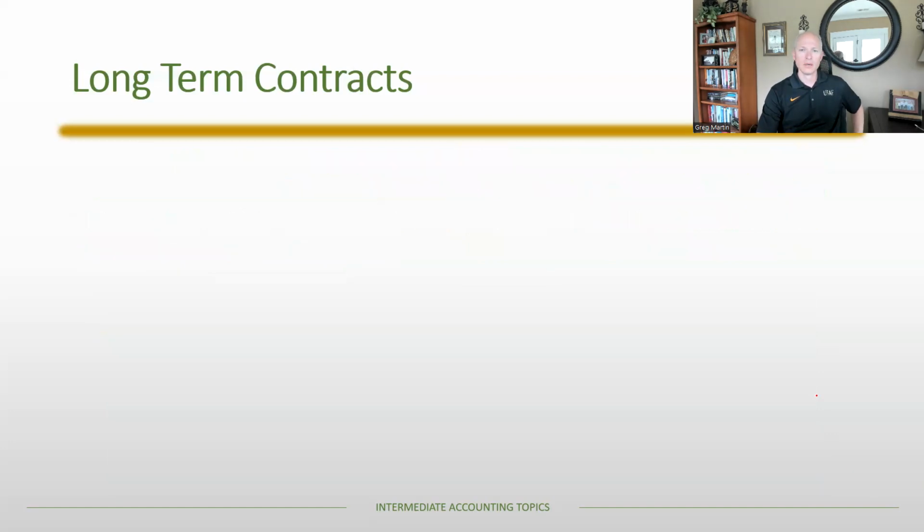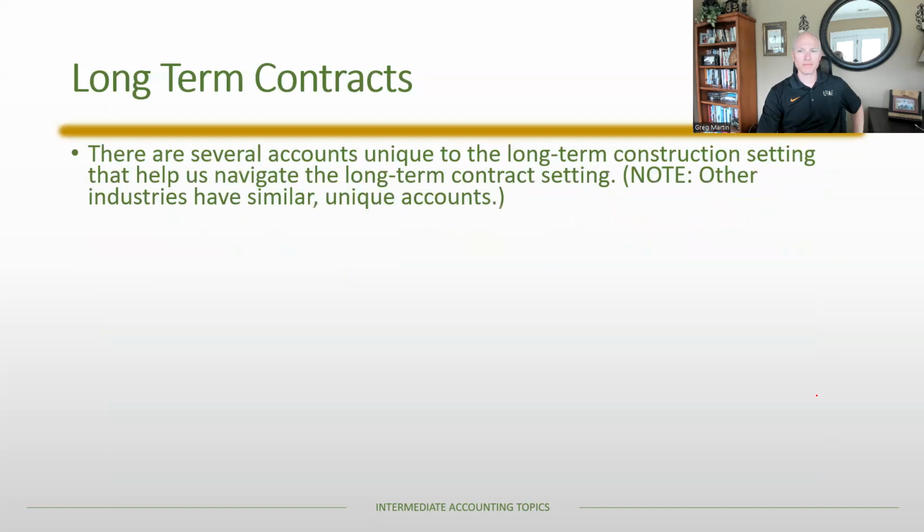All right, what do we do next? So, several accounts that are unique to construction. If you were in a different industry, there would be unique accounts in that industry as well. And this is where I talk about industry expertise being important. There are lots of accountants who are great at accounting and they wouldn't have the first clue how to do construction accounting, or wouldn't have the first clue how to do pharmaceuticals or software or whatever.